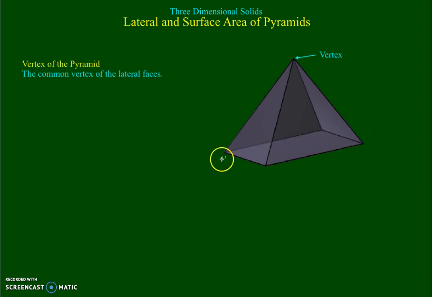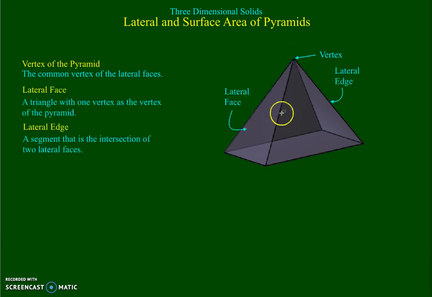Now, inasmuch as this has multiple vertices, the thing we call the vertex is the common vertex of all the lateral faces, or the intersection of all the lateral faces. So this would be the vertex of the pyramid. Then we have the lateral faces. These are, you'll notice, all triangular faces, and a lateral face is simply a face that has as a vertex the vertex of the pyramid. So these are the lateral faces.